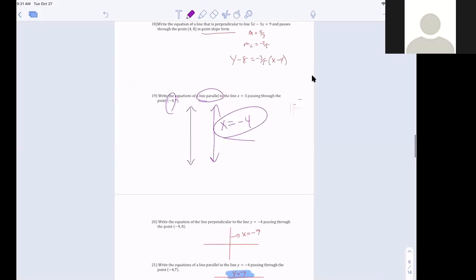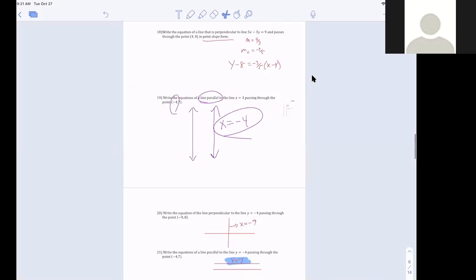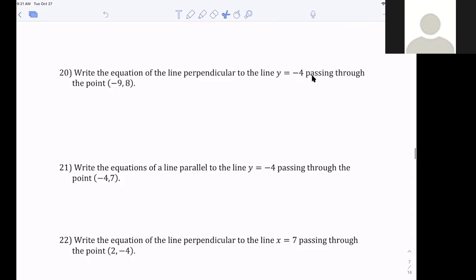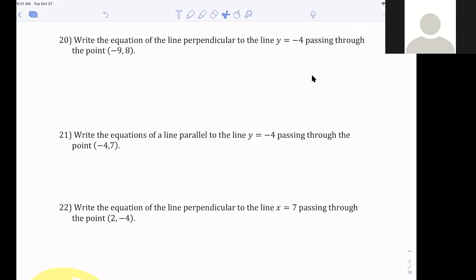All right, let's do 20 real quick. All right, y equals -4. Here we go. Y equals -4 is what kind of line? Horizontal. So if I'm going to be perpendicular to a horizontal, it's probably vertical. How do I write a vertical line? X equals. What's the x value? Look, guys, I'm just telling you it's easy to understand that. But you have to understand what x equals and what y equals.